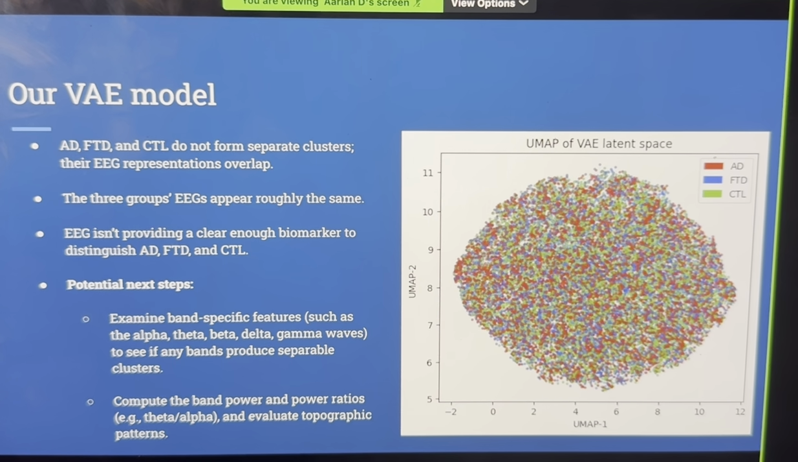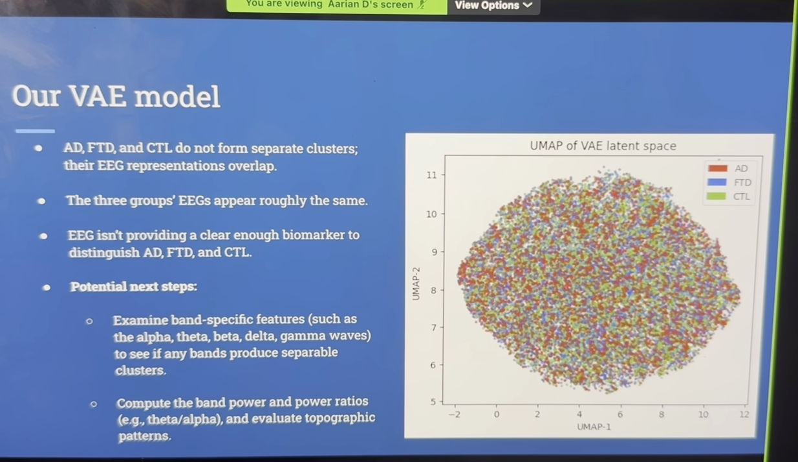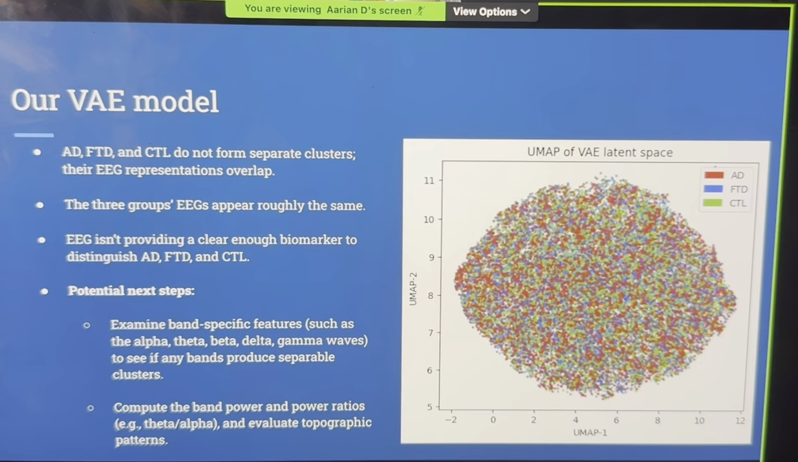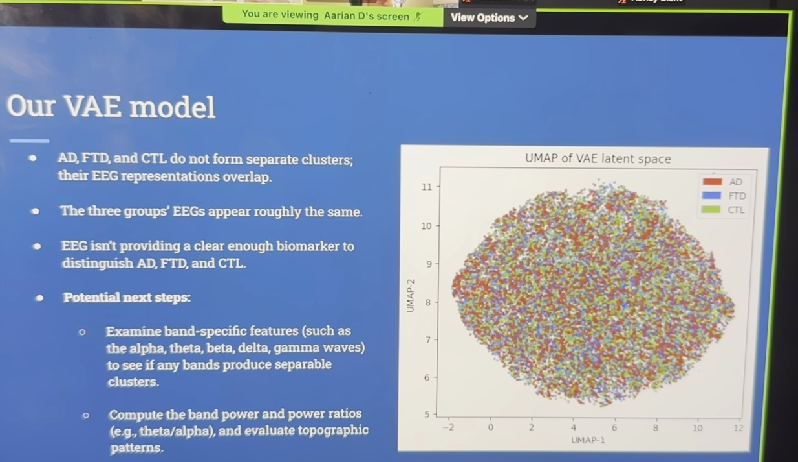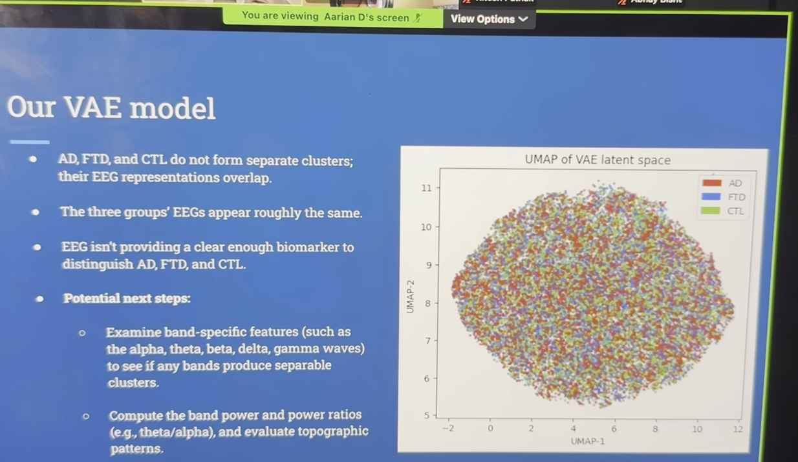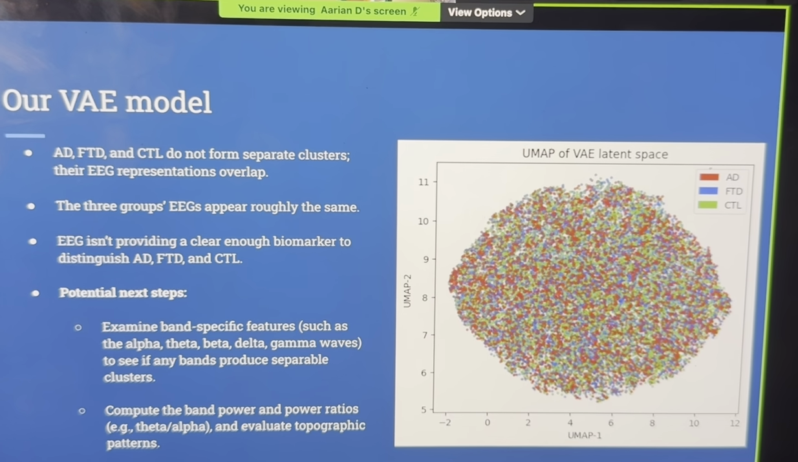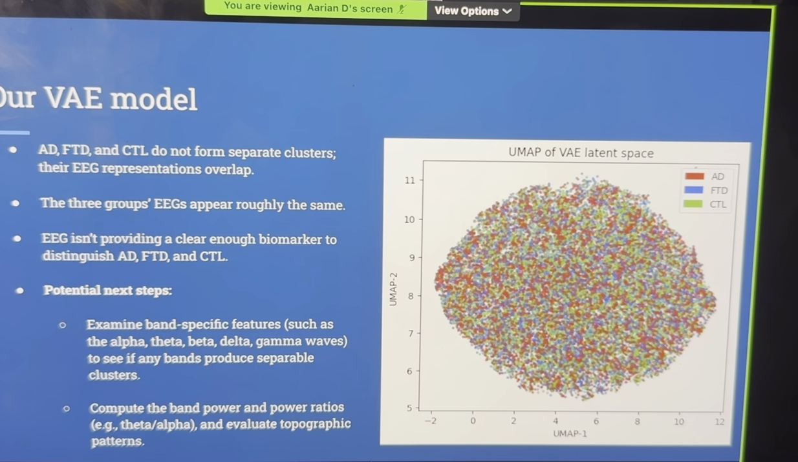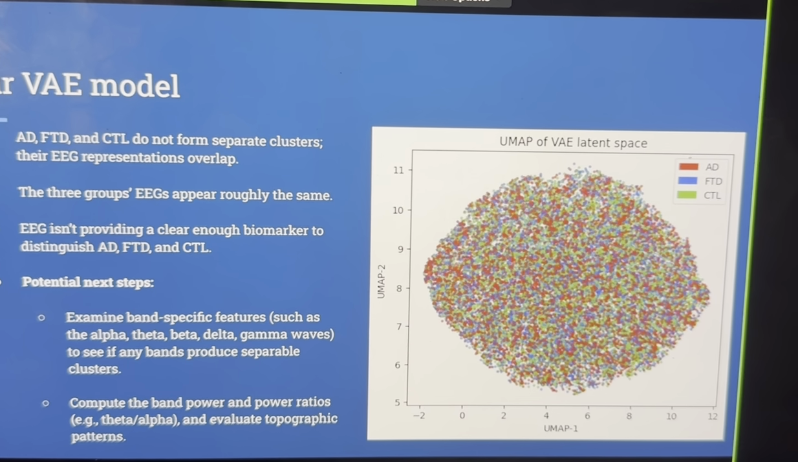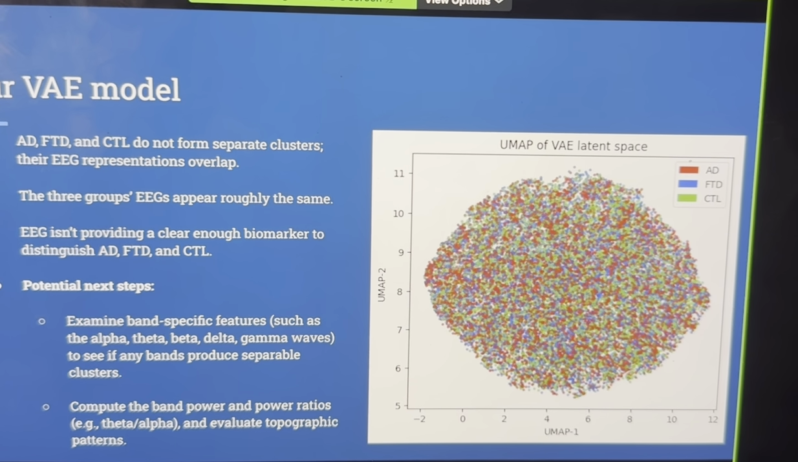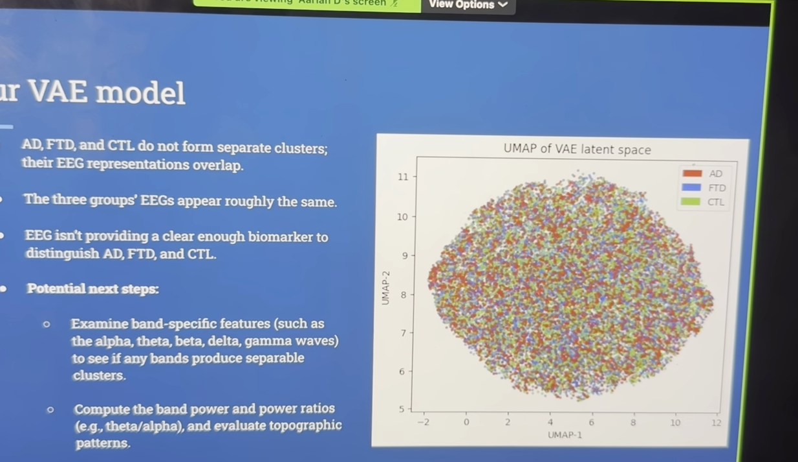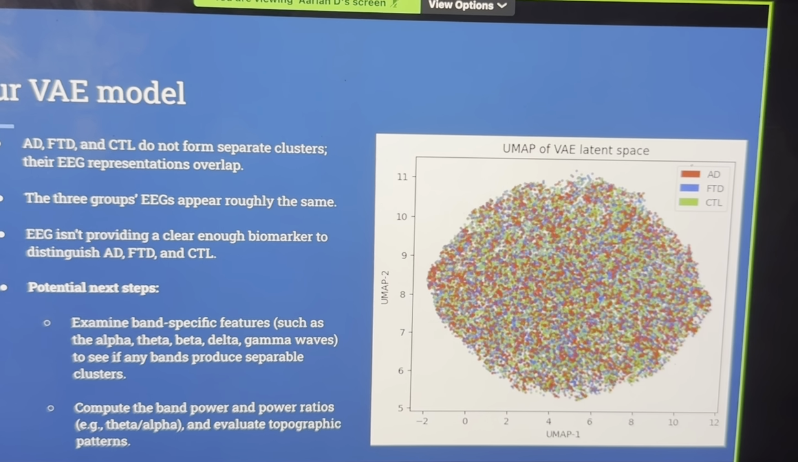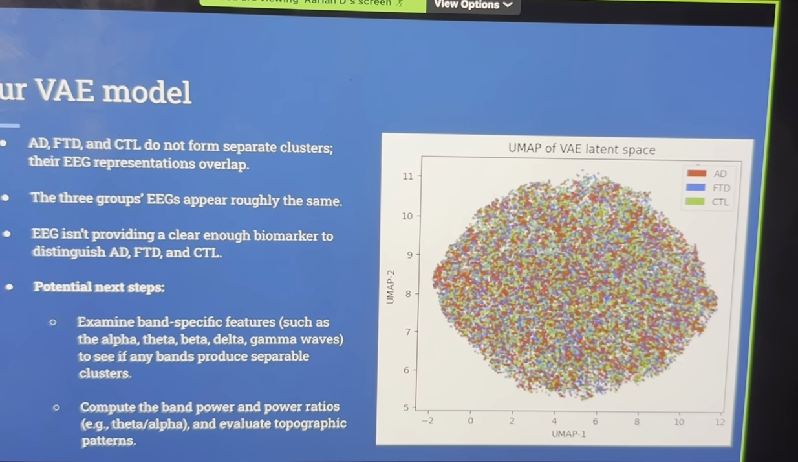So the potential next steps that we have is we could specifically examine band specific features. We just talked about the alpha, theta, beta, delta, and gamma waves, and we can see if any of those specific bands can produce separable clusters. And we can use that power to evaluate the topographic patterns, which is the overview of the head that I showed earlier. But according to this, the EEGs don't have enough biomarkers to distinguish the groups and separate the overlapping symptoms.